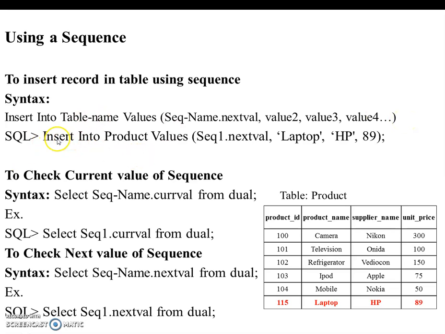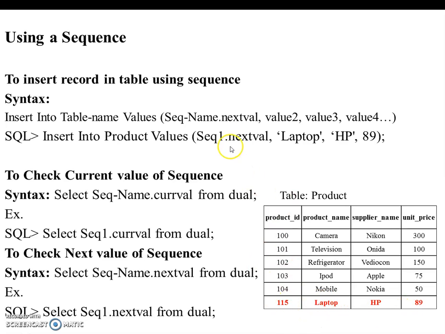Let's have one example. We have taken product as a table, so insert into product values. Now, in order to insert the next value within my table, I have given the sequence name with the attribute of that sequence, nextval. So nextval means next value, the sequence's next value. After firing this statement, it will automatically add the system defined sequence value within this table, and the rest of the values which match the attributes. So laptop, HP, and 89 are the available values.